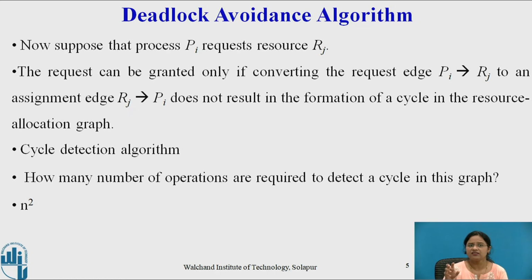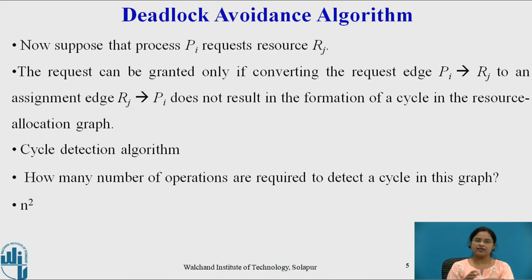Okay. Then the request can be granted only if converting the request edge Pi to Rj to an assignment edge Rj to Pi does not result in the formation of a cycle in the resource allocation graph, and that is called a cycle detection algorithm.